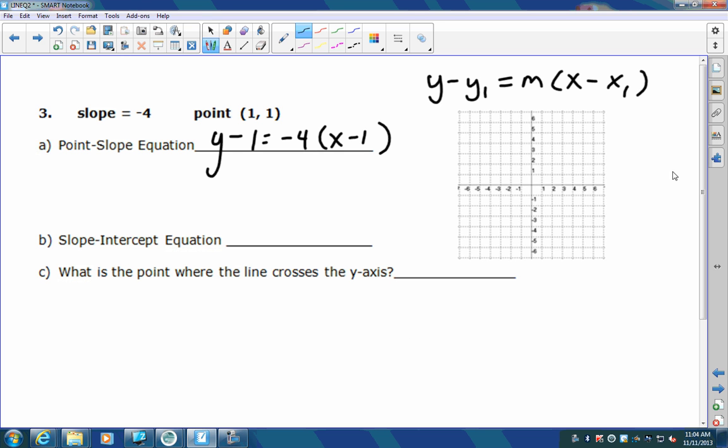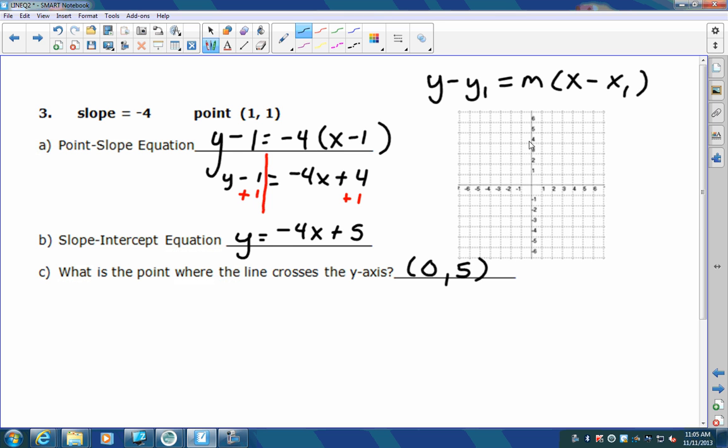Now we need to rearrange it to put it in slope-intercept form. So the first thing I'll do, I'm going to leave my y minus 1 alone, equals -4 times x, -4x, -4 times -1, +4. Add 1 to each side. y equals -4x plus 5. That 5 is my y-intercept. It crosses my y-axis at 0, 5.